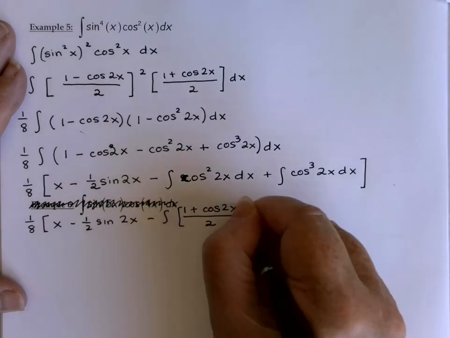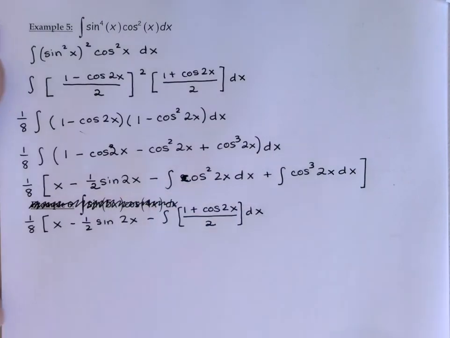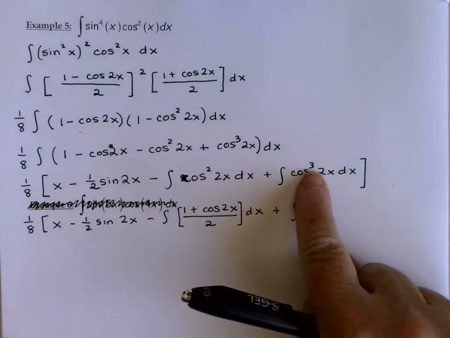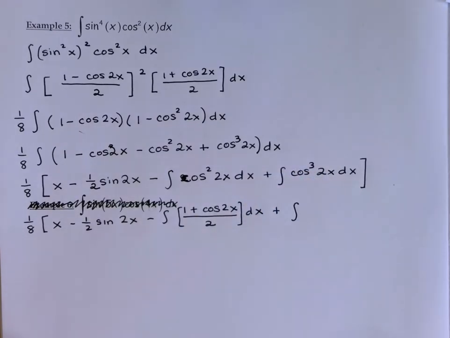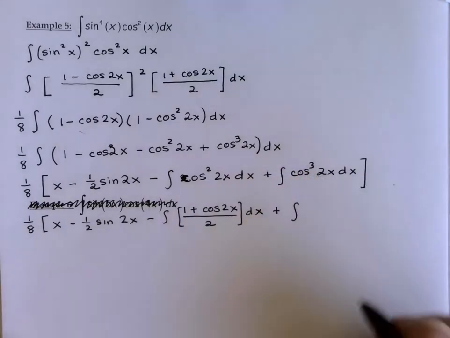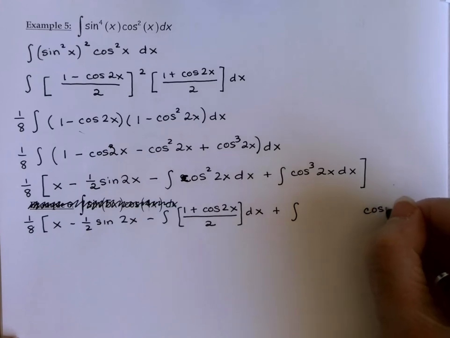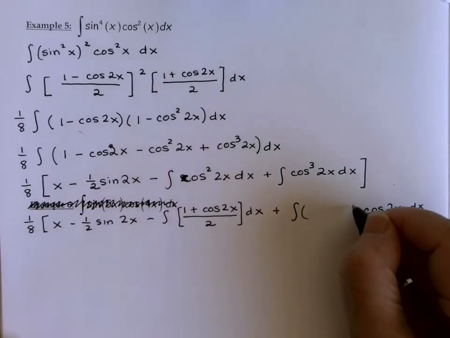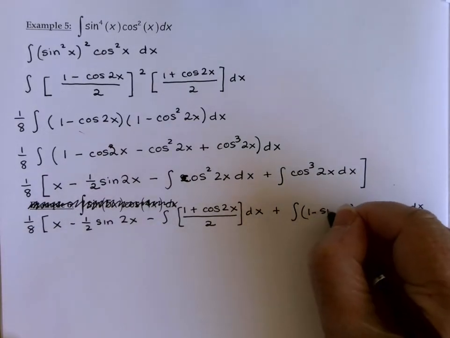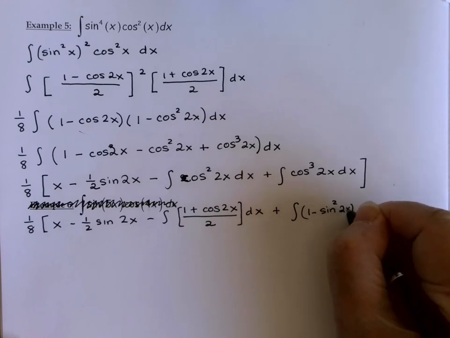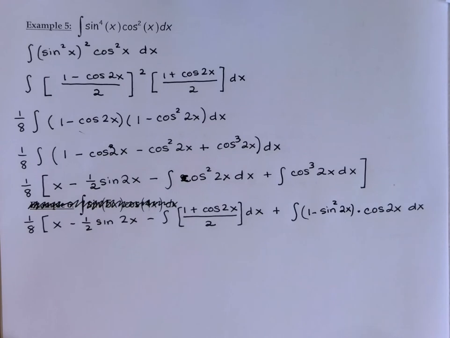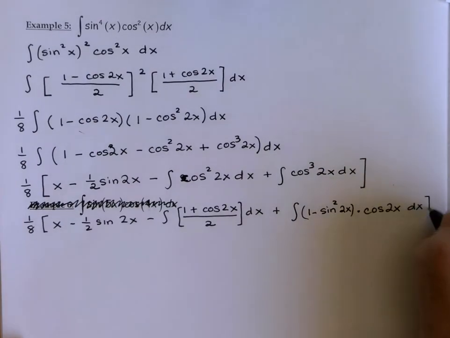Haven't done the integral yet, just used a trig identity. This one, because it's an odd power, we're going to use our technique where we split off the extra odd power. So I'd have a cosine 2x dx out here. And then the other cosine squared, we want to make that into a 1 minus sine squared 2x, just like we were doing in the previous examples. All right, let's keep going.